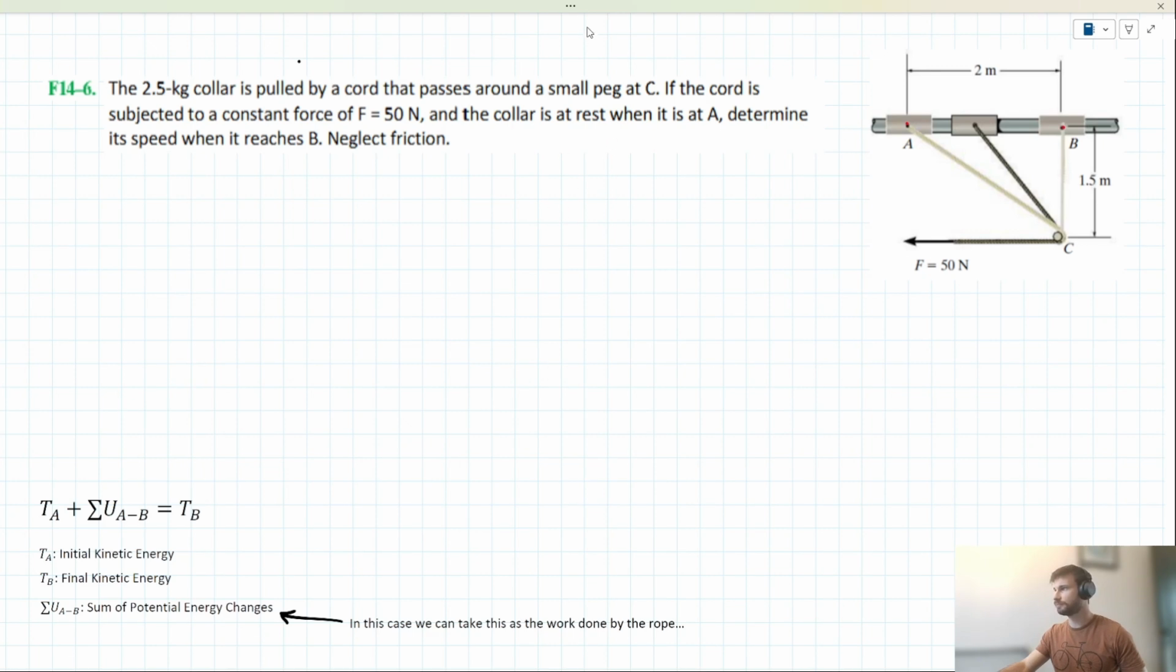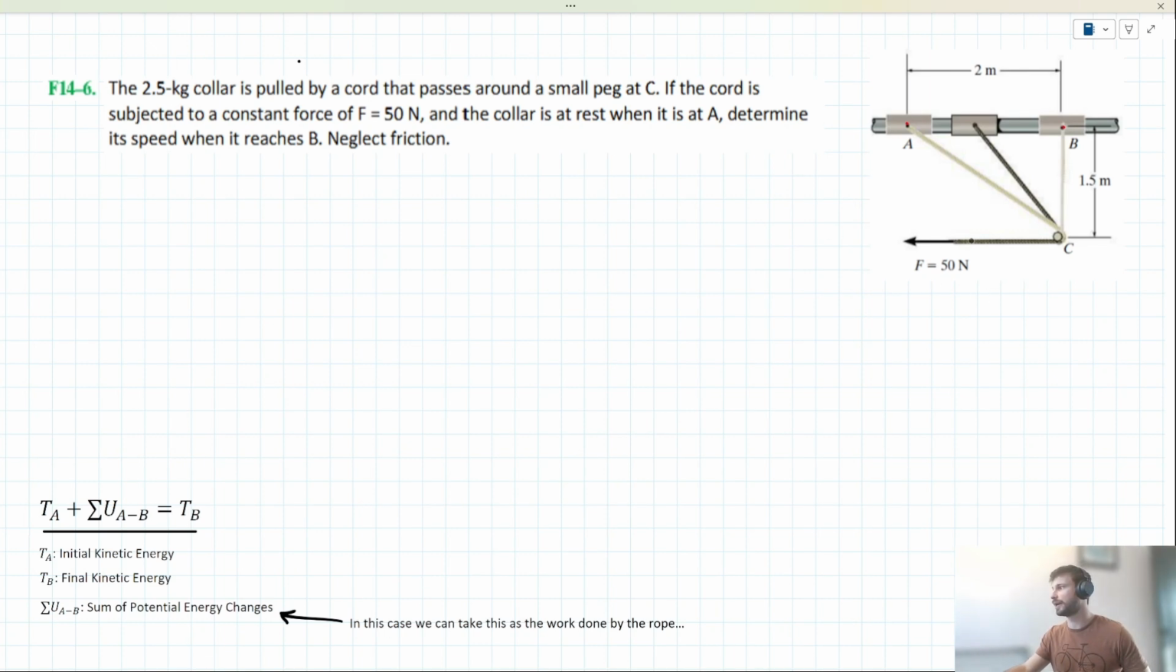So to solve this problem, we can make use of this idea that I've shown below. This is just like a conservation of energy idea, where T subscript A can be taken as the initial kinetic energy of the object, T_B the final kinetic energy, and this sum of U subscript A to B can be taken as the sum of potential energy changes for our object. Or in this case, we can effectively take that as the work done by the rope in this context.